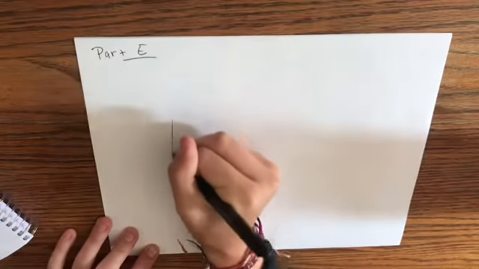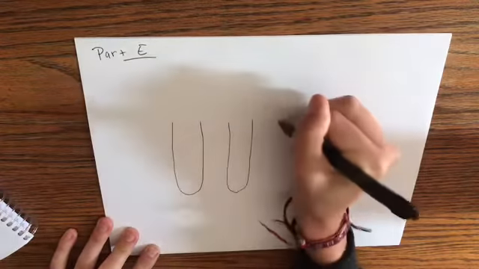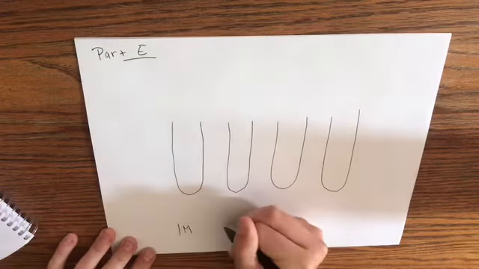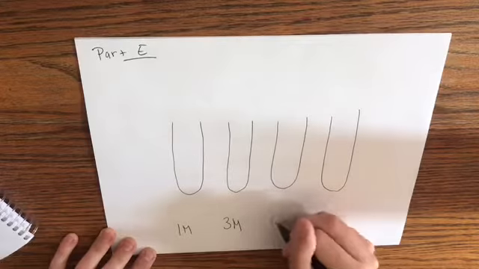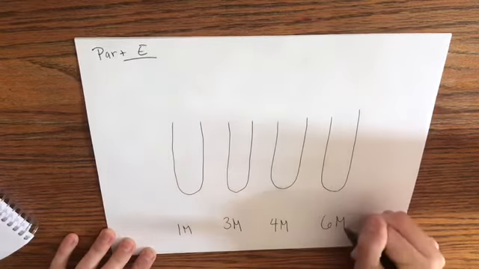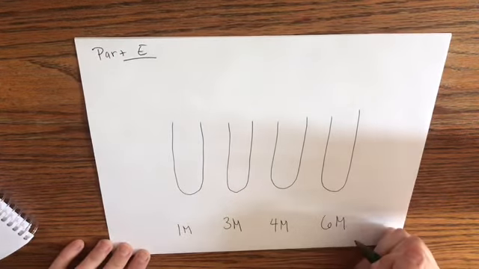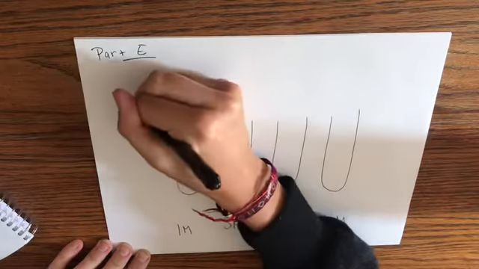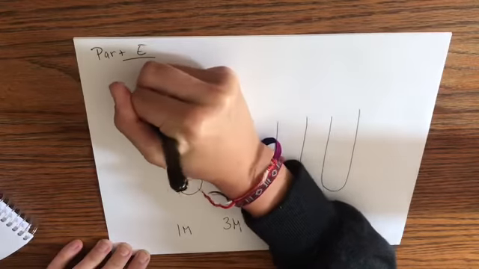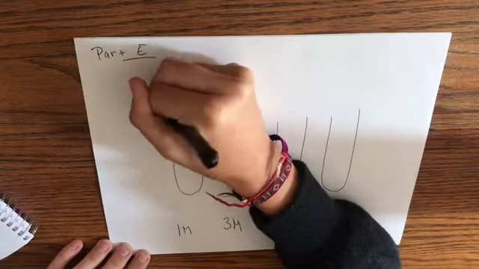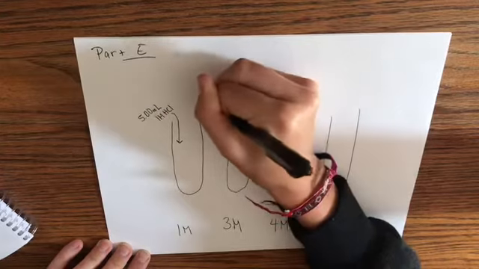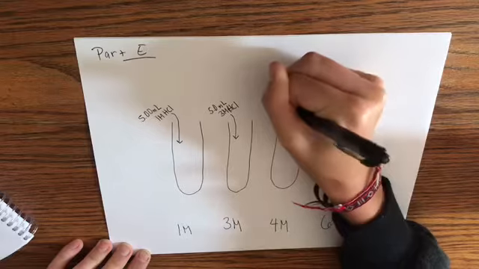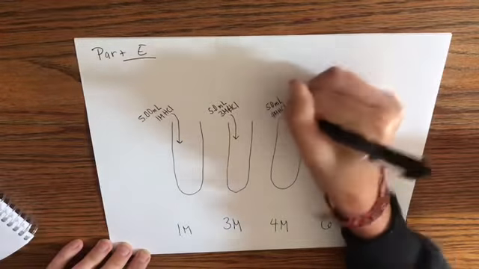Lastly, for part E, we had 4 separate test tubes labeling them 1 molar, 3 molar, 4 molar, and 6 molar. And then we added 5 milliliters of 1 molar HCl for the 1 molar test tube, 5 milliliters of 3 molar HCl for the 3 molar test tube, and so on. We also added 1 centimeter strip of magnesium into each test tube and recorded how long it took for the strip of magnesium to dissolve.